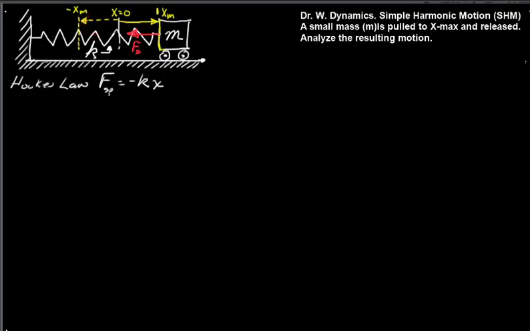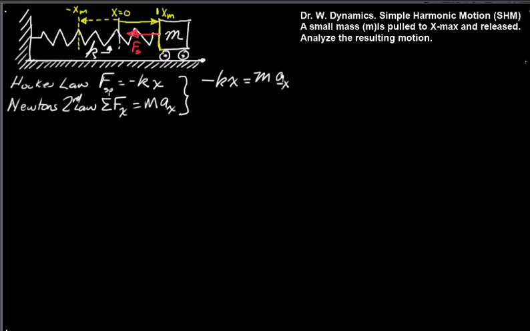We can also apply Newton's second law. The sum of the forces in the x direction will be m a_x. Combining these, we get negative kx is equal to m a_x. We can write a_x as the second derivative of the location x, or x double dot.